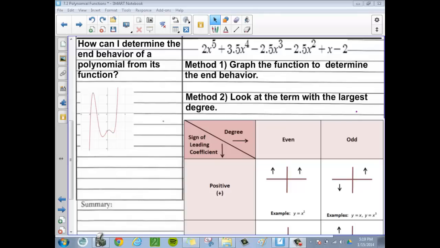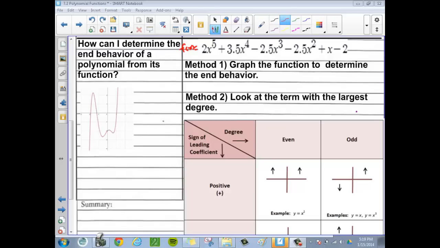Okay, the next question we want to figure out is, how can I determine the end behavior of a polynomial from its function? So let's say we're given a function right here, f of x is equal to 2x to the fifth plus 3.5x to the fourth minus 2.5x to the third minus 2.5x squared plus x minus 2. And we want to figure out the end behavior of that function. Well, there's two methods to do this.